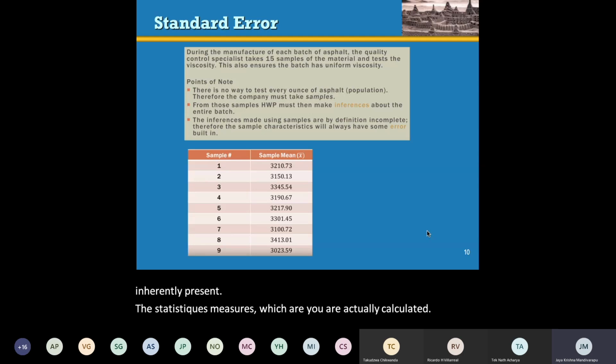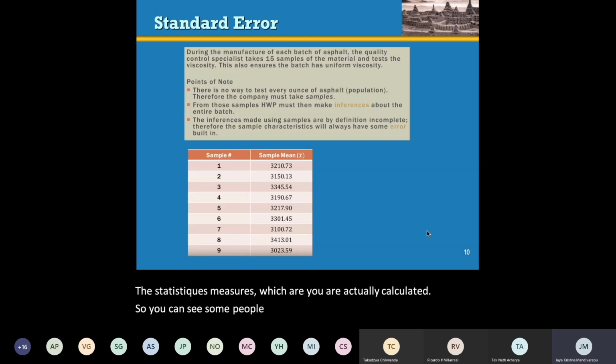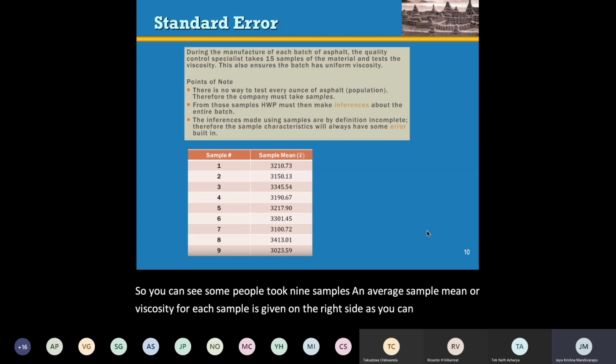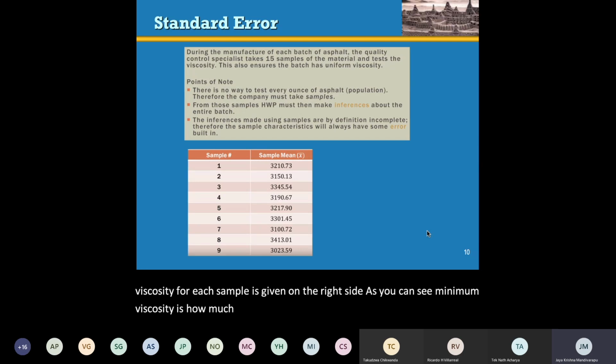So you can see some people took 9 samples, and the average sample mean of viscosity for each sample is given on the right side. As you can see, the minimum viscosity is 3200, and the variance estimate allowed is only 150. If you find anything after that, then your product is basically useless, so you should stop the production.